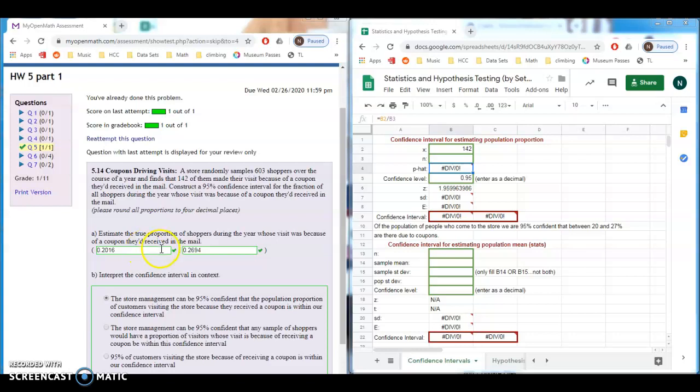I just want to quickly go through and explain what's happening in Homework 5, Part 1, Question 5. We want to make a confidence interval. We've got people who have gone to the store because they've got coupons. There are 142 of them, so I'll put 142 here.